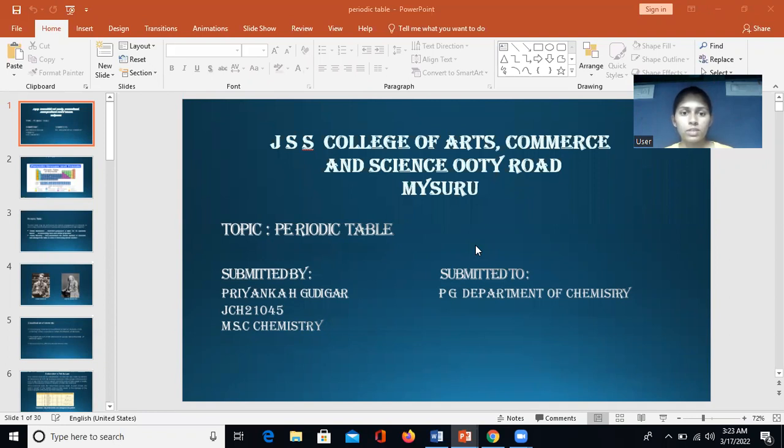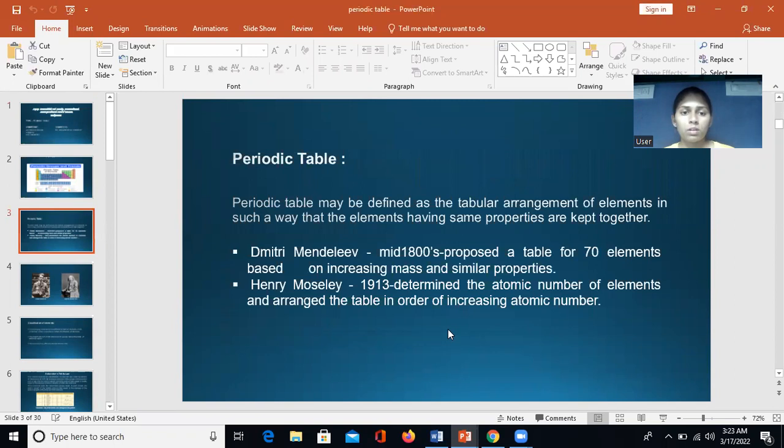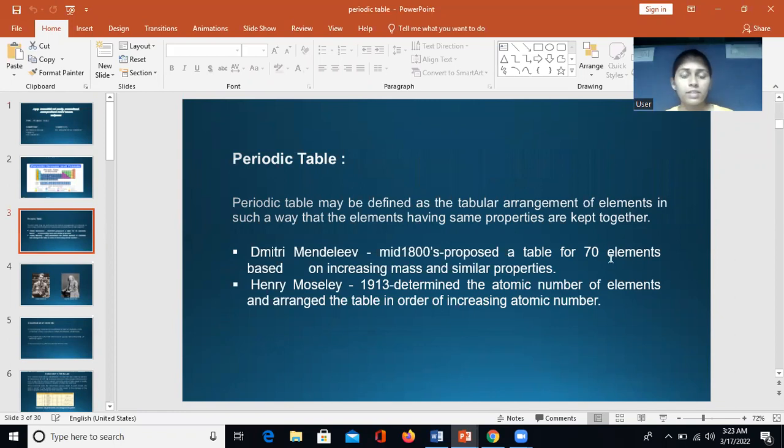Now I am going to discuss the periodic table. The periodic table may be defined as the tabular arrangement of the elements in such a way that the elements having the same properties are kept together.